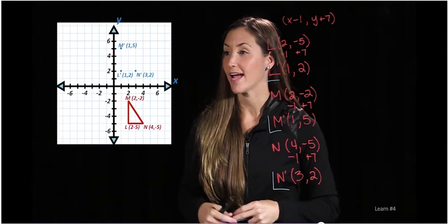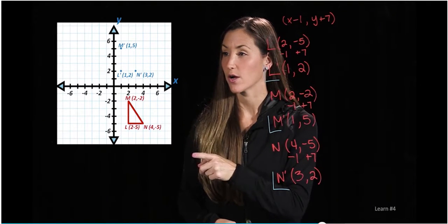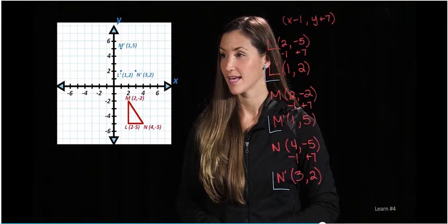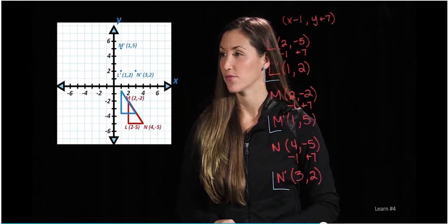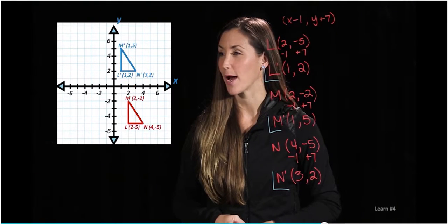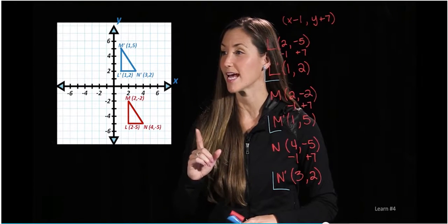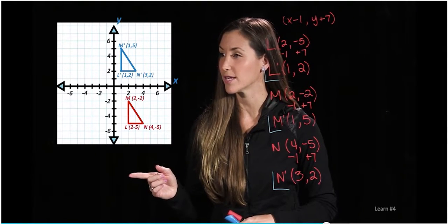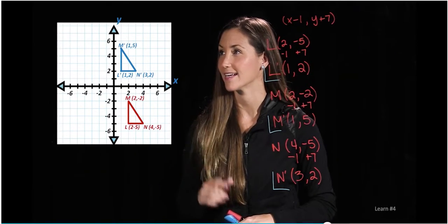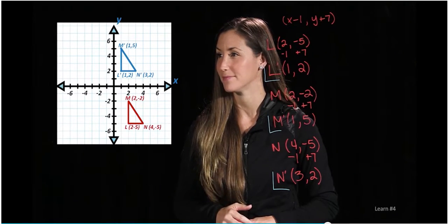So let's look at that image now using that pre-image triangle, and let's see the new triangle that we get. L prime, M prime, N prime. And you can see it's shifted over 1 unit to the left and 7 units up.